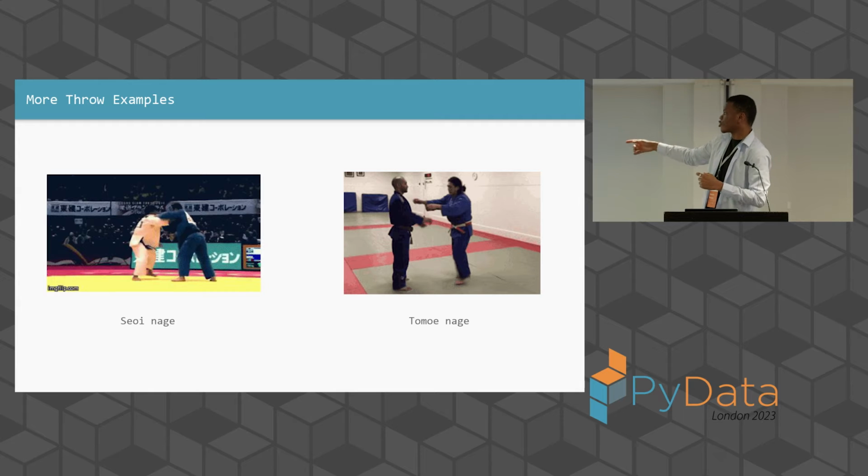While the other one is the tomoe nage. While that's much more demonstrative rather than in action, the idea is he creates kuzushi, like pulling the opponent forward, and then goes into the throw by going down and executing the throw while keeping the hands intact.